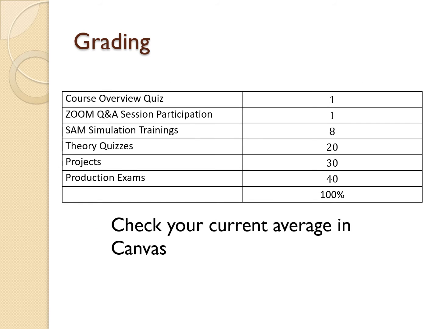Please take a moment to review the grading requirements of this course. You will be graded on the following: 1% on the course overview quiz, which will cover the process of the course, 1% on the Zoom Q&A session participation, 8% on the SAM simulation trainings, 20% on the theory quizzes, 30% on the projects, and 40% on the production exams.